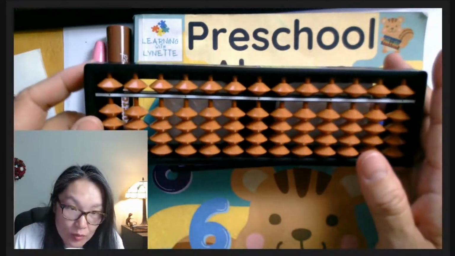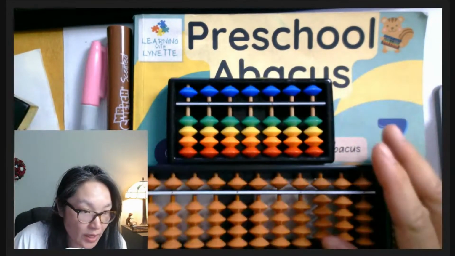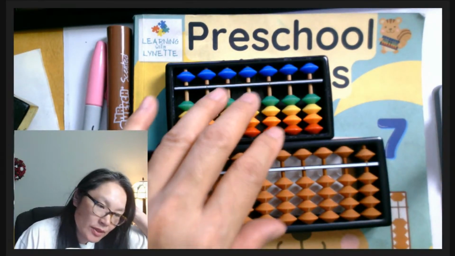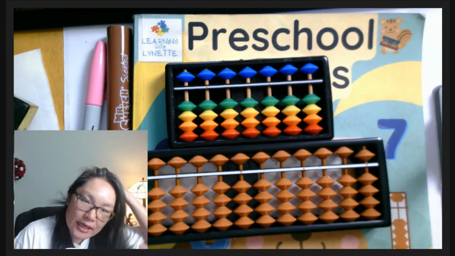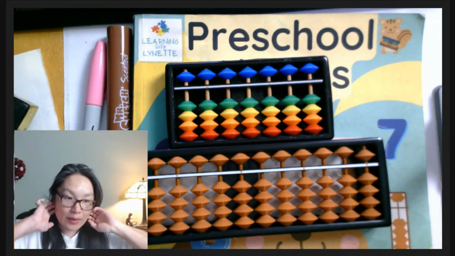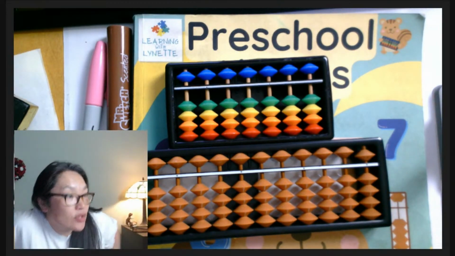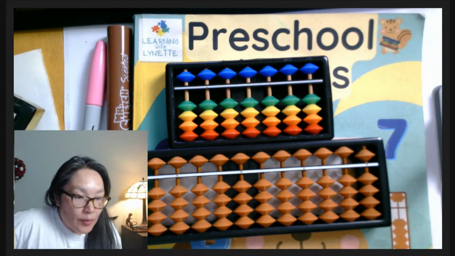Whereas on the 13 column one, you can do more. Is there a Chinese abacus competition? I don't think there is a Chinese abacus competition. I don't think that there is an organization for the Chinese abacus. There is an organization for the Japanese abacus, which is really interesting. But there is not one for the Chinese.